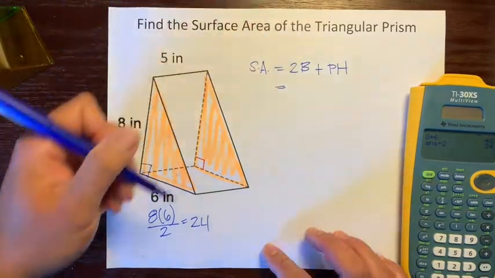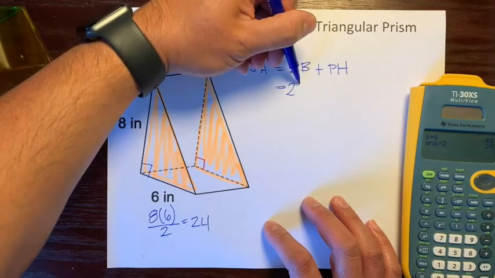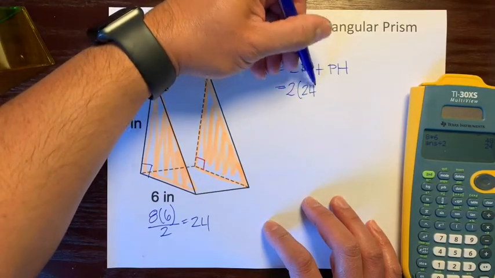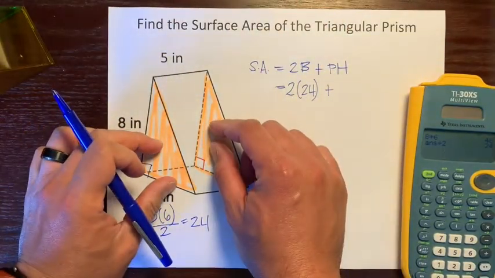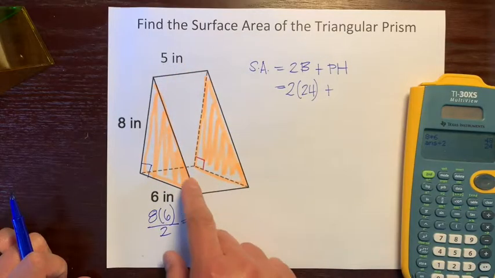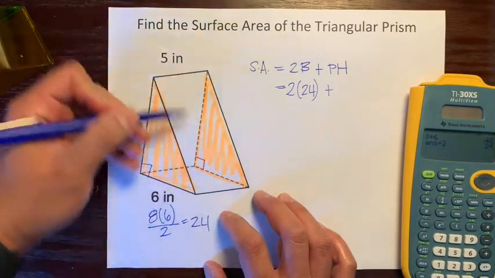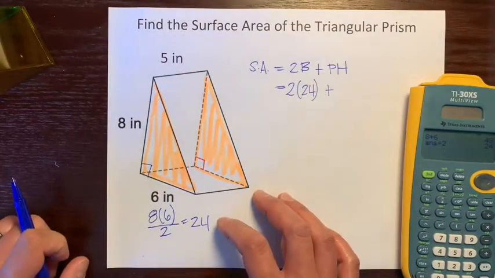So we'll plug that into our formula. Since we have two bases, we'll multiply it by 2 and multiply it by 24. So this right here represents the area of both of these bases. Now we have to find the area of the remaining faces. So this rectangle, this bottom rectangle, and this back rectangle right here.